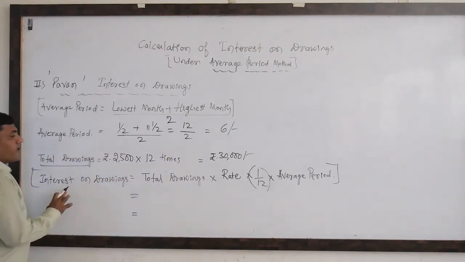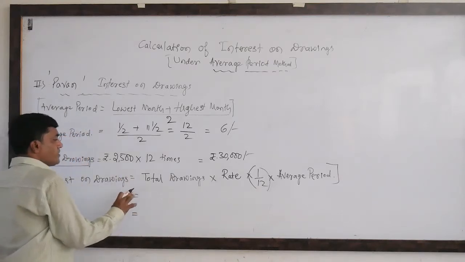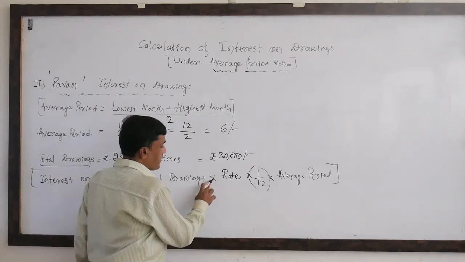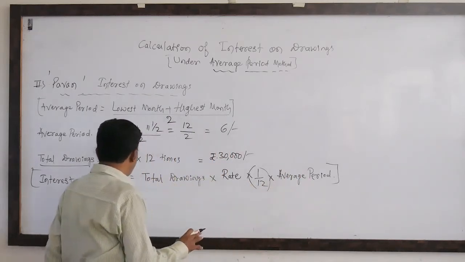Then the next step, that is interest on drawings. For calculation of interest on drawings, here we need to write an equation: total drawings into rate into 1 by 12 into average period.